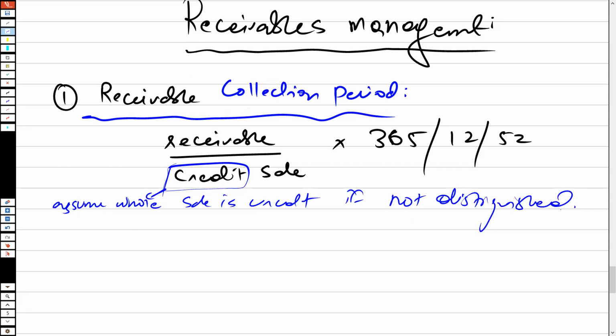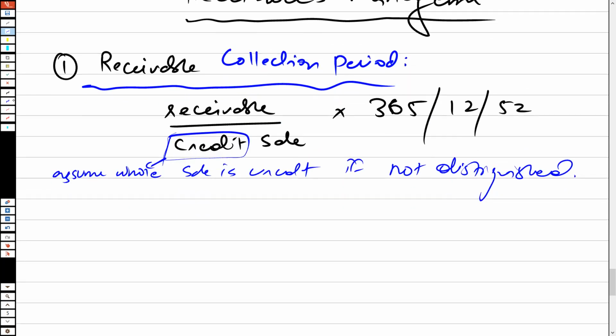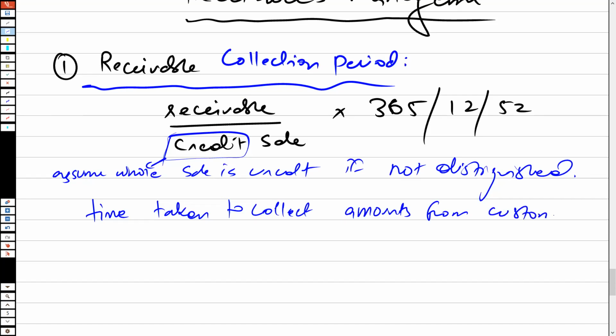So, in case the sale is not distinguished, you have to assume that the whole sale is a credit sale. Now, let's discuss what exactly the receivable collection period tells you. The receivable collection period tells you the time taken to collect amounts from the customer from the date of sale.